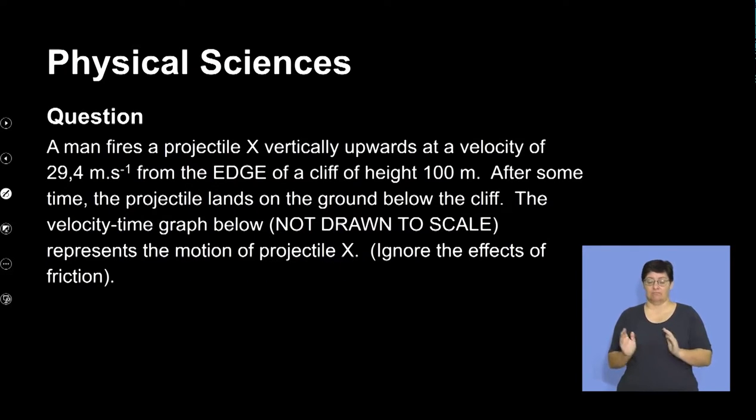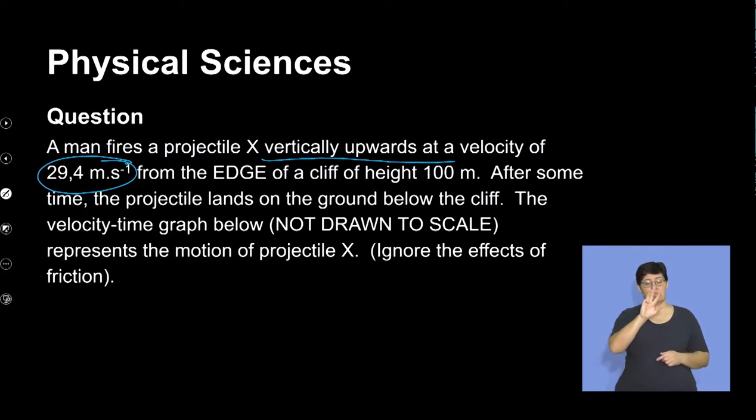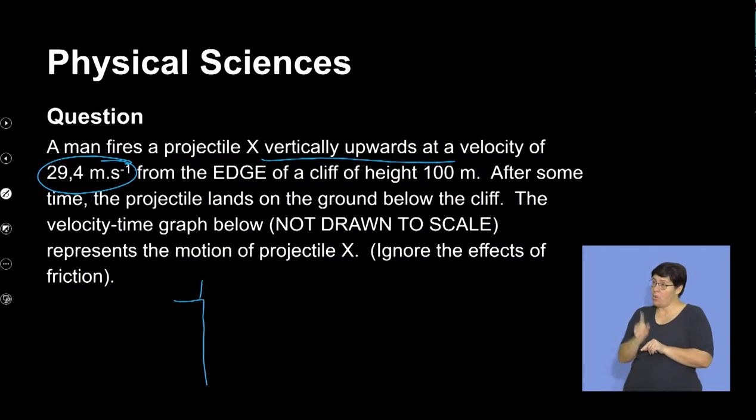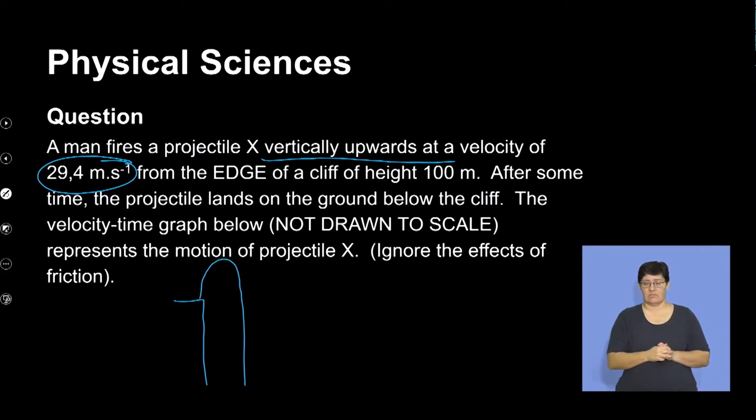Next one. A man fires a projectile. It can be anything, okay? Vertically upwards, there we go, with a velocity of 29,4 from the edge of a cliff. So again, I've got the edge of a cliff, he's thrown it up, and then it comes back down. The height of the cliff is 100 meters, so that's going to be a displacement. After some time, the projectile lands on the ground below the cliff.